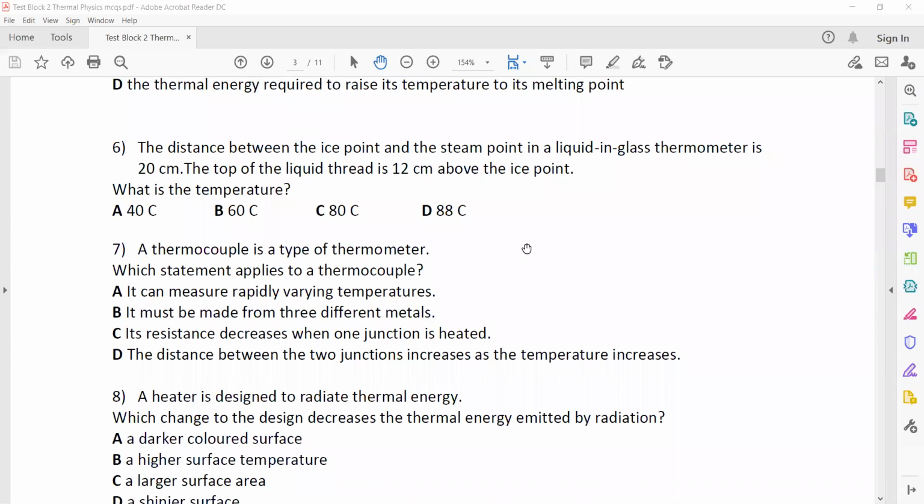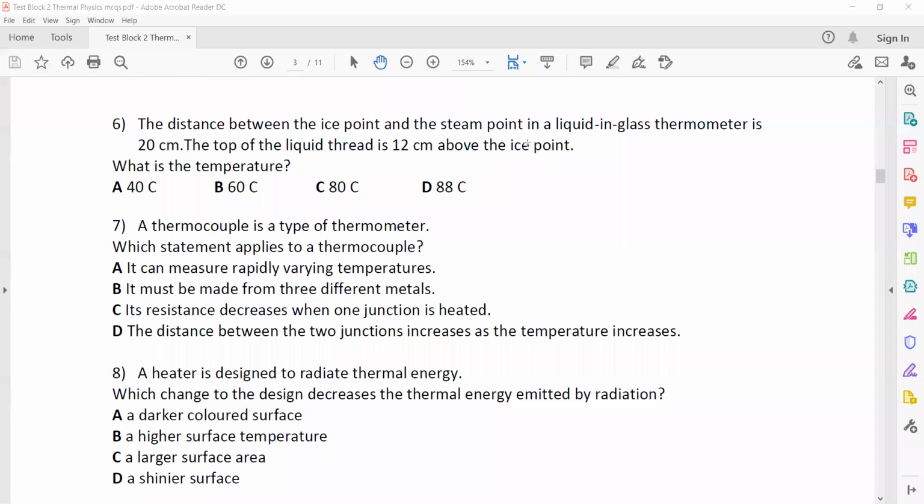Then the distance between the ice point and the steam point in a liquid-in-glass thermometer is 20 centimeters. So the ice point refers to 0 degree centigrade and the steam point refers to 100 degree centigrade, and the distance between them is 20 centimeters. In the question, the top of the liquid thread is 12 centimeters above the ice point. So it means the liquid rises in the capillary 12 centimeters above the ice point.